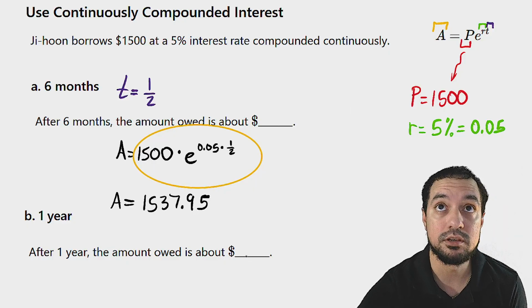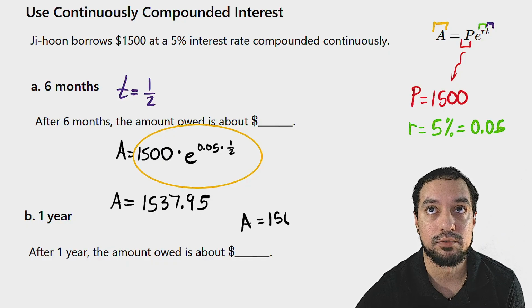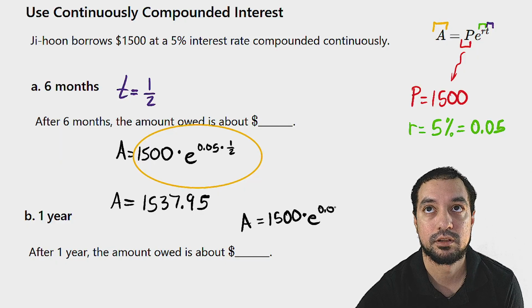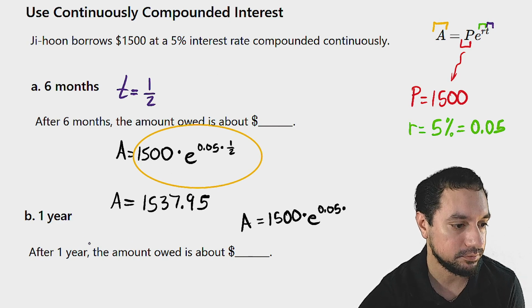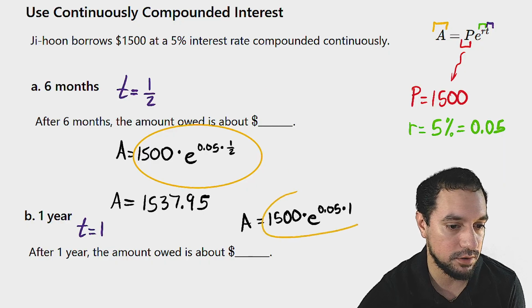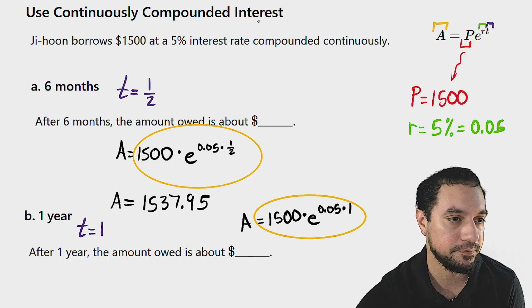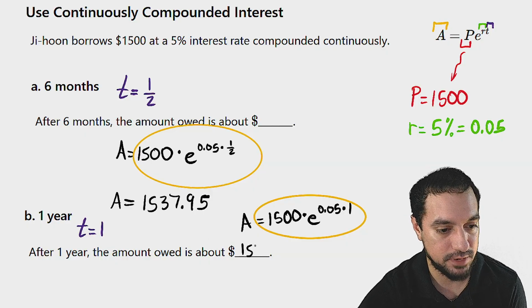Let's go ahead and do the year scenario. So everything is going to be the same. The only difference here is now we're going to go ahead and invest for the full year. So the only thing I'm changing is my value for time. So here t equals the full year, so we'll just say 1. And again, I'm going to pop that into my Desmos calculator. And when I do, we get that final dollar amount, $1,576.96.